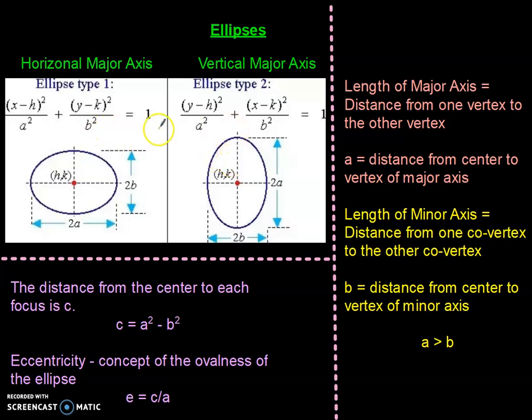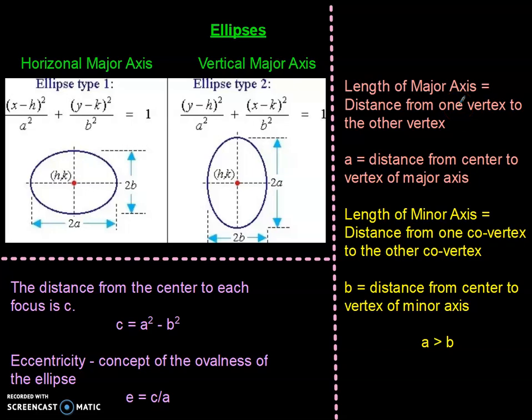Now, one thing I do want to note is keep in mind an ellipse is adding. So it doesn't matter if this fraction comes first or this fraction comes first. It's adding. It's like saying 1 plus 2 and 2 plus 1. It's going to give you the same value. So don't think about the order of them, but more so where the largest denominator is to tell if it's horizontal or vertical. For a hyperbola, you could, but not for an ellipse.